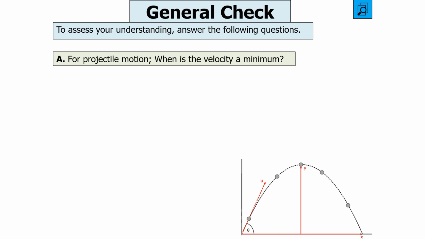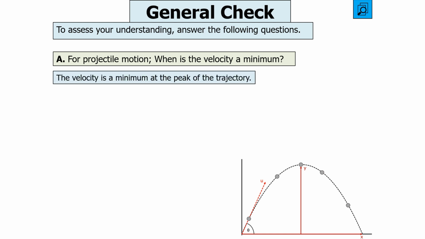For projectile motion, when is the velocity a minimum? So pause the video now, and then unpause the video when you want to go through your answer. The velocity is a minimum at the peak of the trajectory.